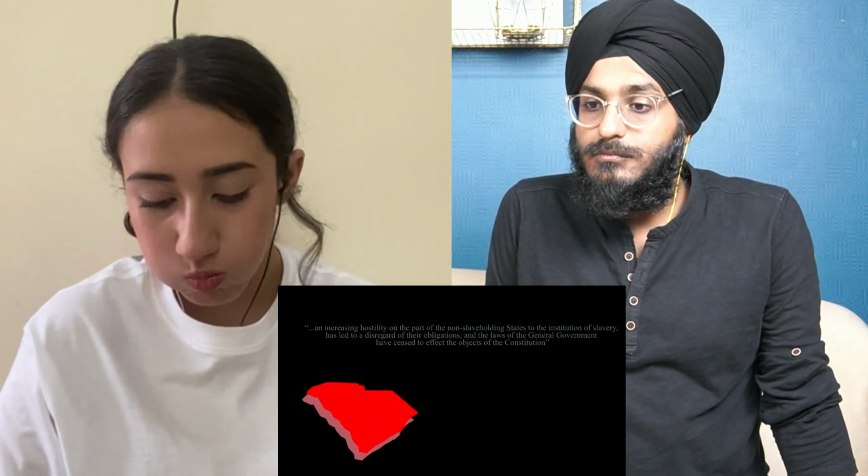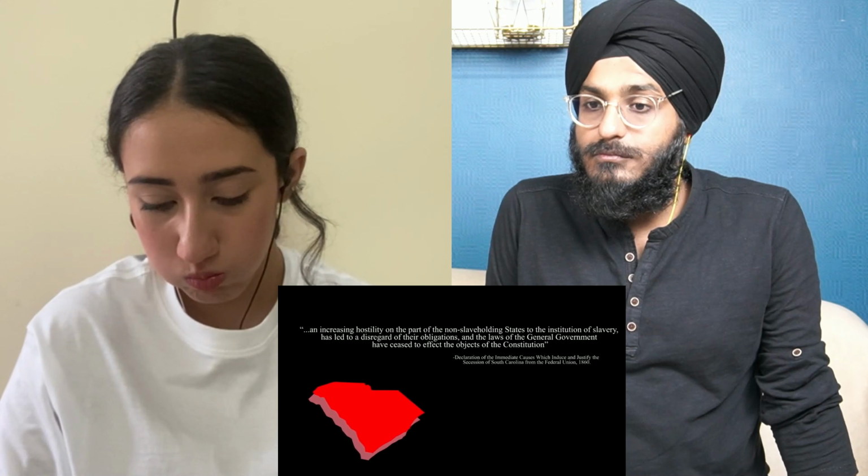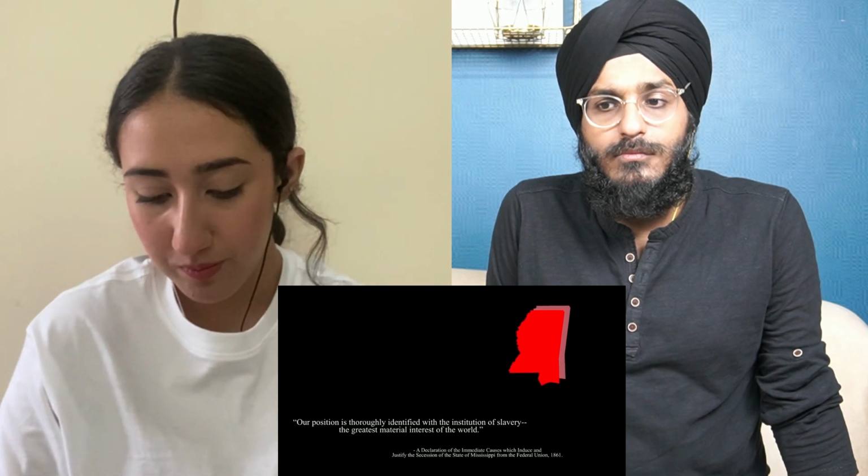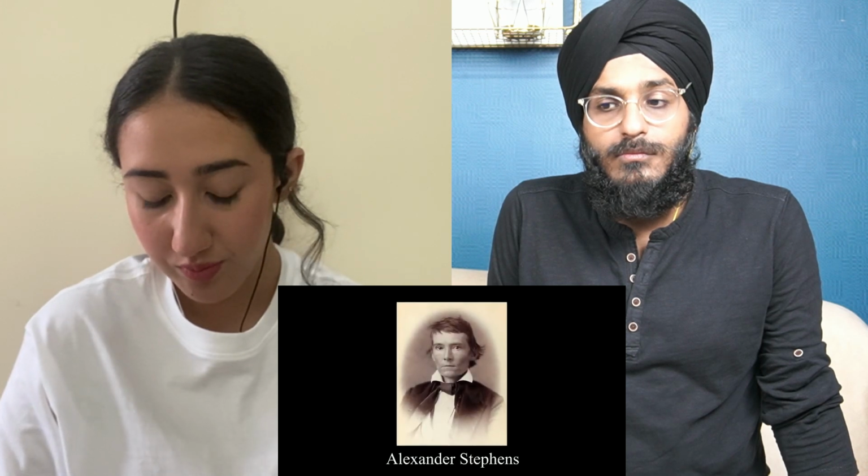The seceding states issued a number of official documents justifying their secession. South Carolina proclaimed that it was northern states' hostility to slavery that rendered the federal government illegitimate. Mississippi declared that their position was thoroughly identified with the institution of slavery, and in a speech, the Confederate Vice President stated that the new Confederate government rested upon what he called the great truth of racial inequality.